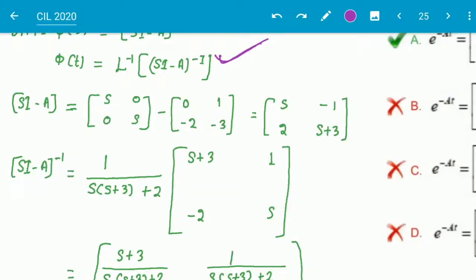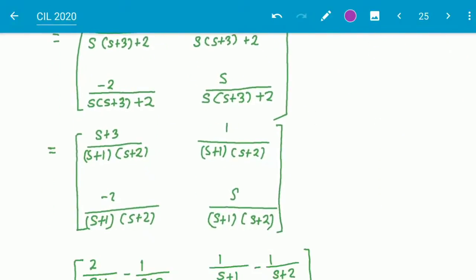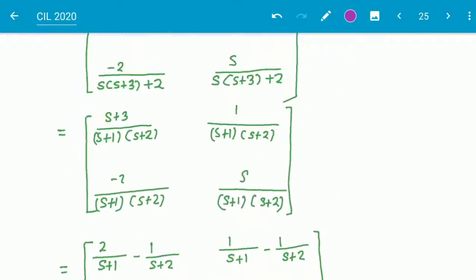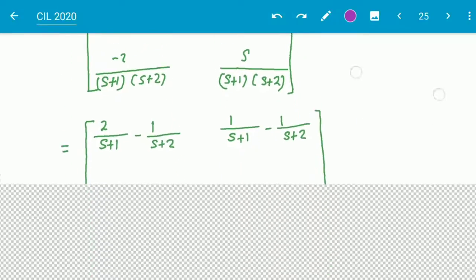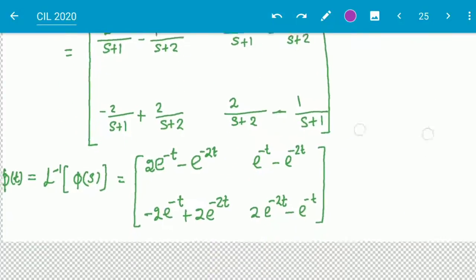And if we find out the inverse, suppose A is the matrix, inverse is 1 by mod A into adjoint of A, and adjoint is minor, cofactor and then transpose. This is coming to be the inverse, this one. We have to calculate it as partial fraction. Each term we have to calculate as partial fraction, and we are getting this one.